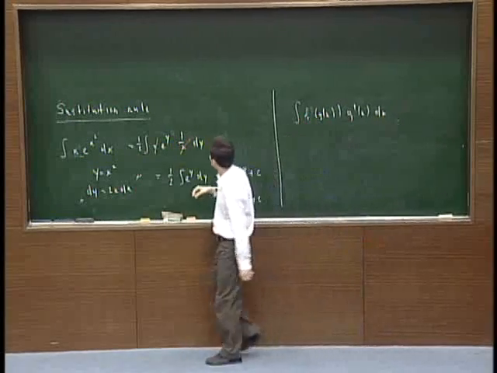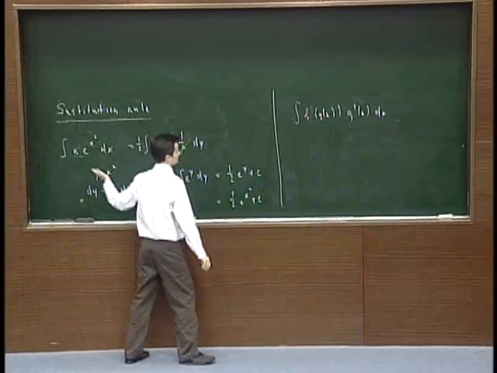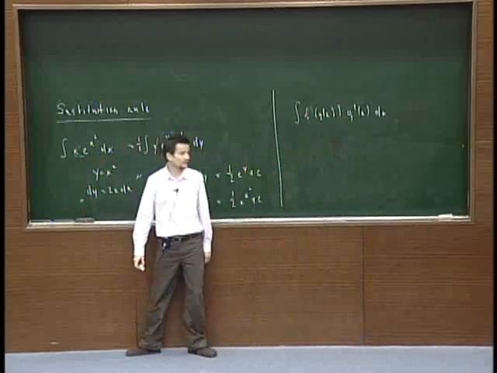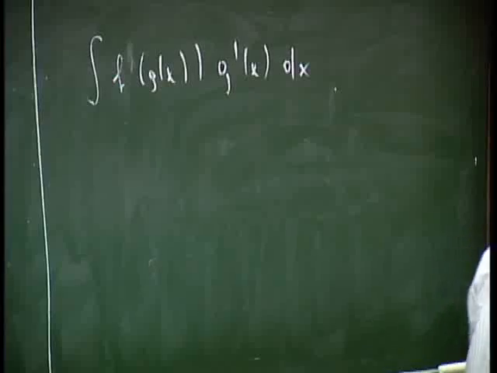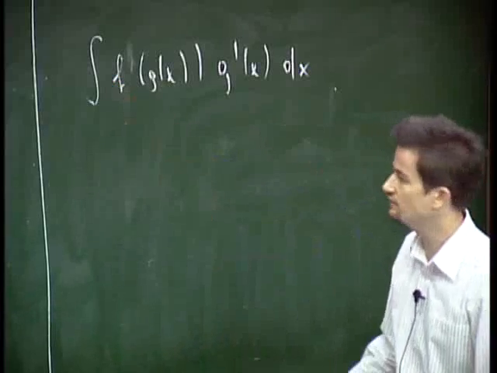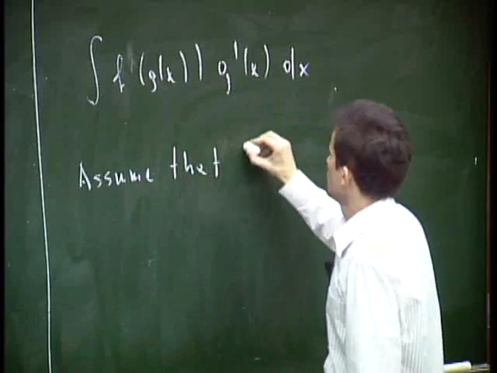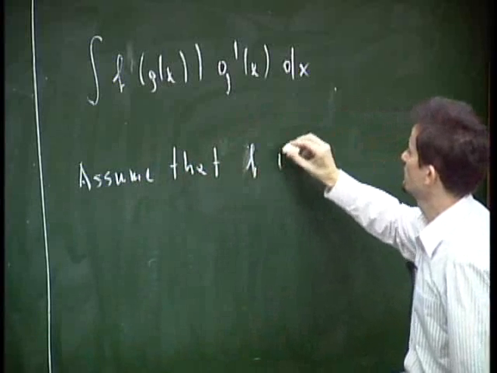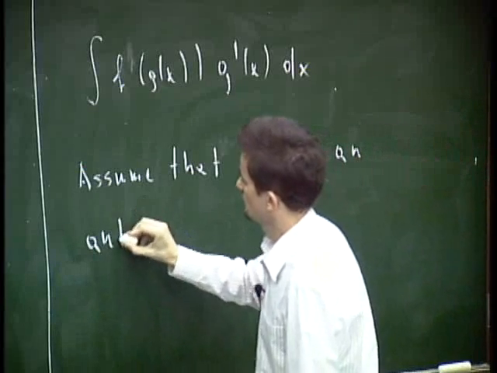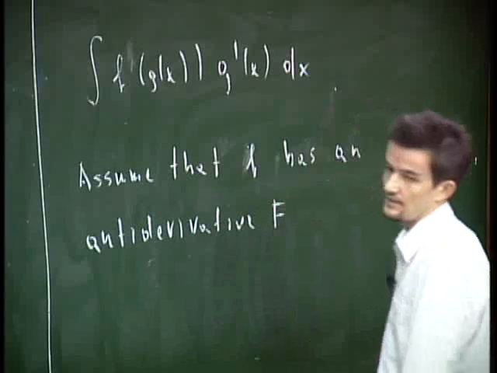Because you see already that in this function you have plugged in x squared, and the derivative of x squared is there as a multiplicative factor. So actually, what we want to do is find such integrals here. Now, if we assume that f has an antiderivative, let's call it capital F.